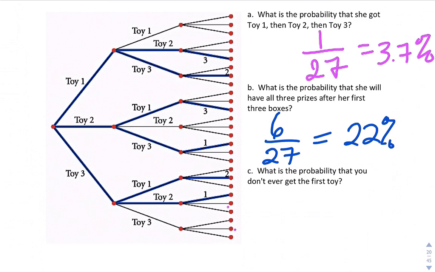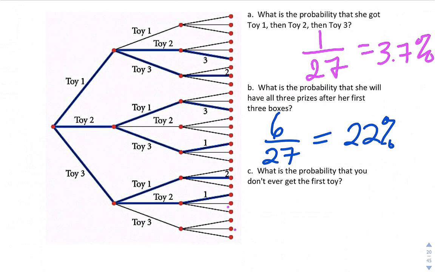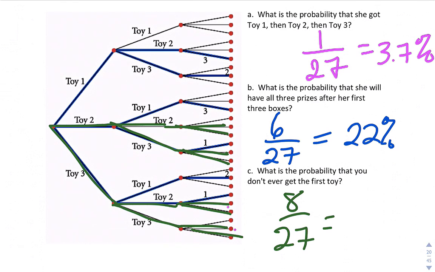What's the probability you don't ever get the first toy? So we would count, let's use green. All right, so not toy 1, so toy 2, 2, 2, so these would work. Toy 3, okay. Toy 3 this way, and going this way. So 1, 2, 3, 4, 5, 6, 7, 8 I count. 8 out of 27, which is a 29.6% chance you don't ever get the first toy.